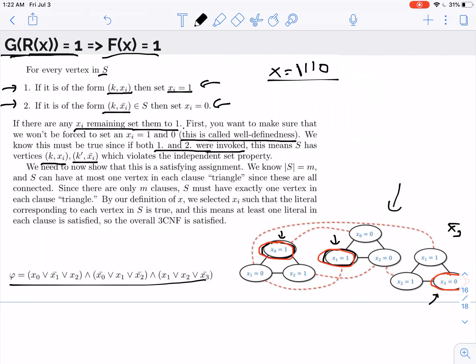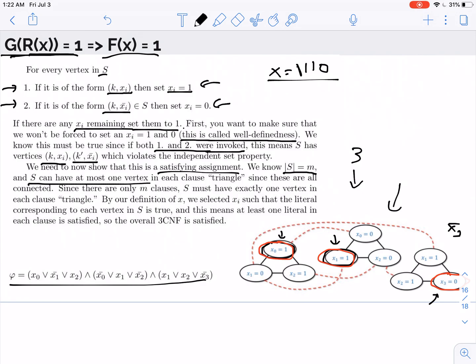So now we have to show that whatever x we get actually is a satisfying assignment. So the first thing that we're going to argue is that we know that the size of the independent set is M. Technically, the independent set problem only asks us to find an independent set of at least size M, but we can always reduce that to an independent set of size M by just taking away points, because taking away points obviously won't cause any new neighbors to appear. And in this case, M is 3, right, in our example below.